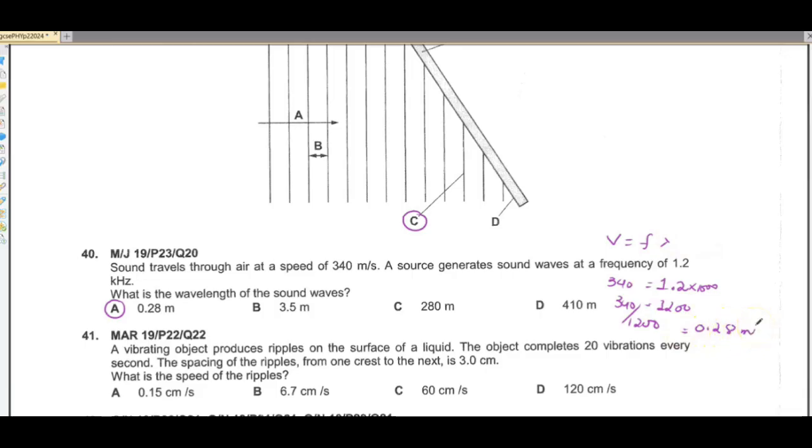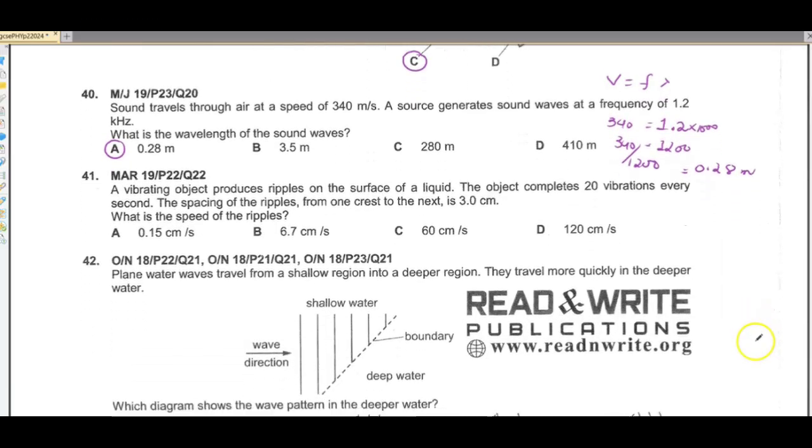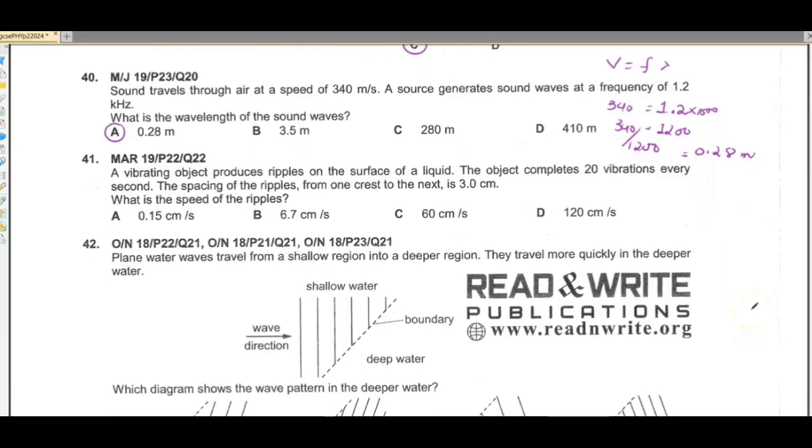Okay, moving on to question number 41. A vibrating object produces ripples on the surface of a liquid. The object completes 20 vibrations every second. The spacing of ripples from one crest to another is 3 centimeters. What is the speed of the ripple? Okay, so there is a vibrating object creating ripples. The object completes 20 vibrations every second, so the frequency is 20.